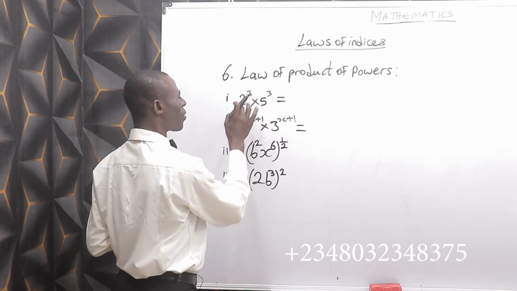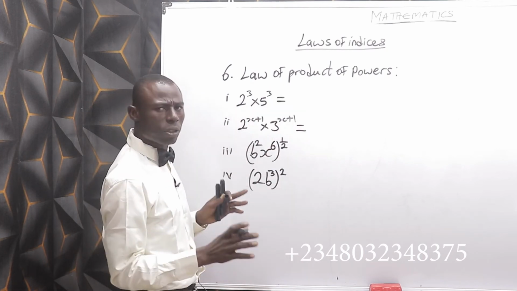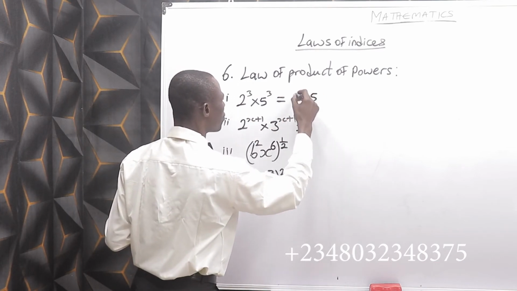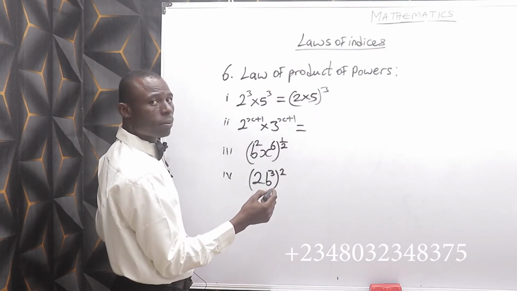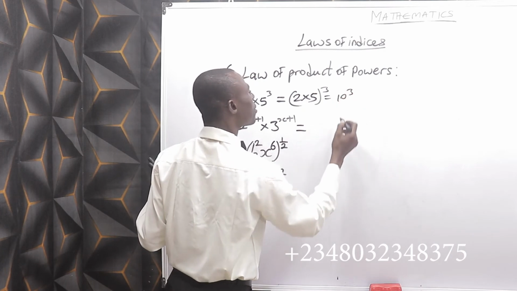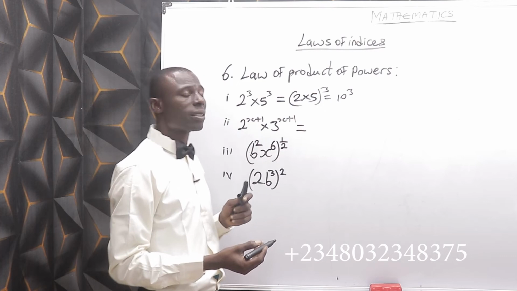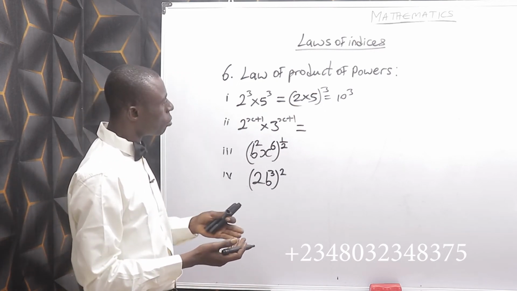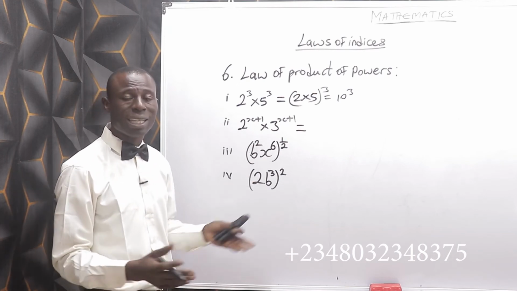We have 2 raised to the power 3 times 5 raised to the power 3. Simply, without disturbing yourself, we can have 2 times 5. The power that is common to them, we put there. Do we understand? Which is 10 raised to the power 3. If we wish to leave it in index form, that's the answer, 10 raised to the power 3. And if we wish to write it as ordinary number, not in index form, we will write it as 1000.